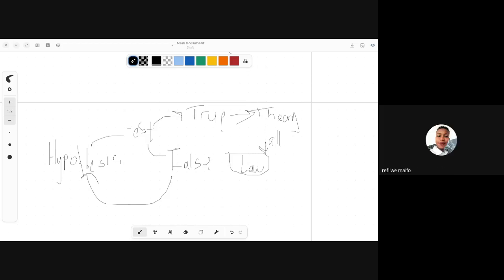So if your hypothesis is not correct, what happens? If your hypothesis is not correct, then you are going to take the very same hypothesis and change it into a different hypothesis, and then take that new one and test it again. So that's the idea. You're going to just perform repeated tests.